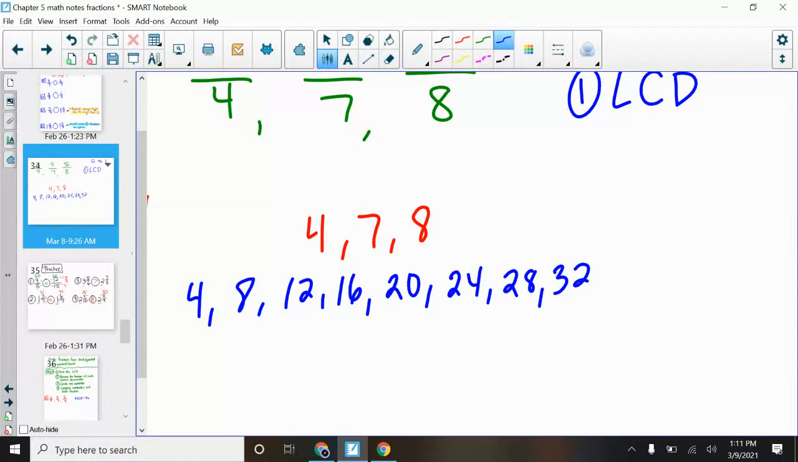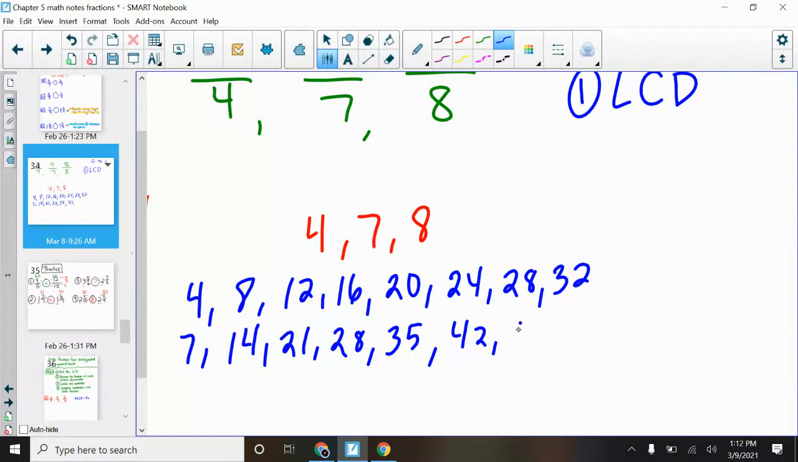I now have to find 7's multiples. Go. 7, 14, 21, 28, 35. Now, notice you're just doing multiplication facts. 7 times 1 is 7. 7 times 2 is 14. 7 times 3 is 21. 7 times 4 is 28. 7 times 5 is 35. 7 times 6 is 42. 7 times 7 is 49. 7 times 8 is 56.